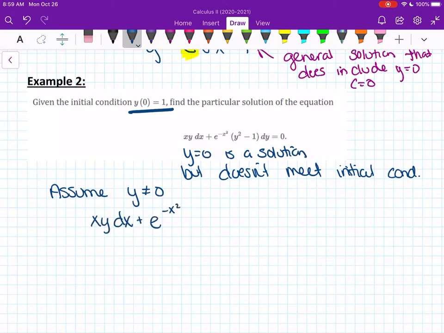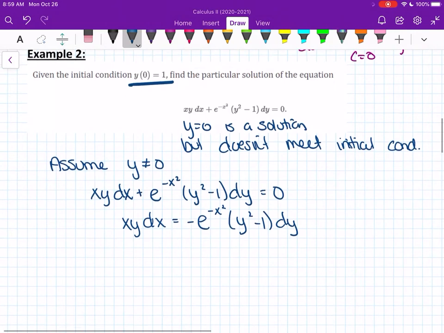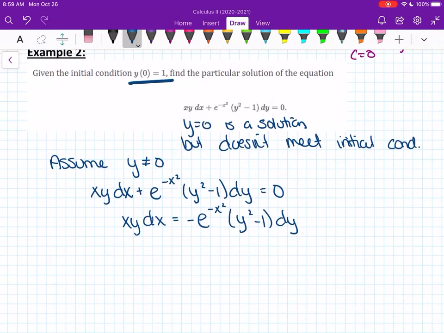So I have xy dx plus e to the negative x squared times quantity y squared minus 1 dy equals 0. I'm going to go ahead and start to separate my variables by subtracting that second term on both sides. And then I'm going to divide by y and divide by negative e to the negative x squared. So I have x divided by negative e to the negative x squared dx equals y squared minus 1 over y dy.